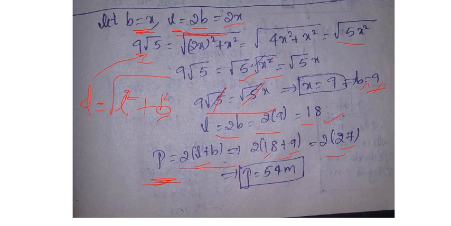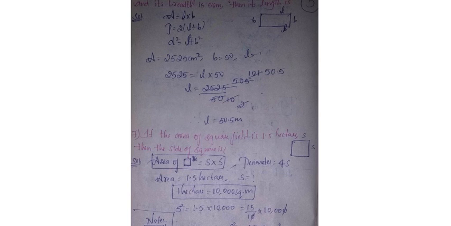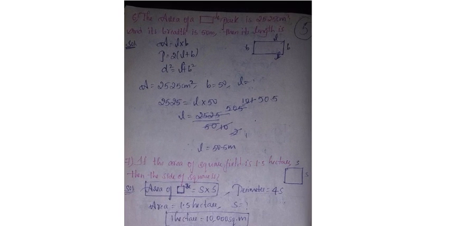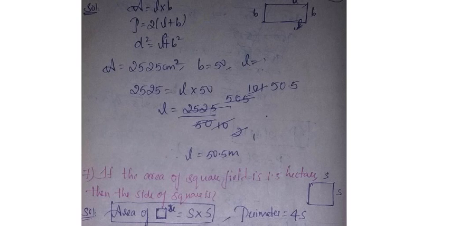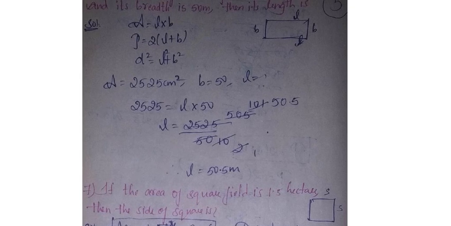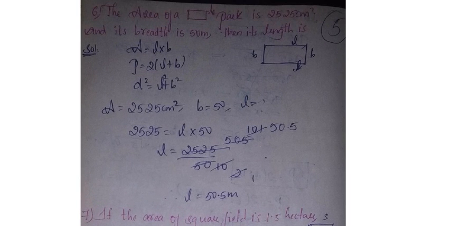Okay, now we shall move to the next problem. Sixth problem. See here. I am zooming. Now see friends, what is there here? The area of a rectangular park is 2525 meter square and its breadth is 50 meters, then its length is what they are asking. Okay, what did they give us? Area they have given, breadth they have given, they are asking us to find the length.